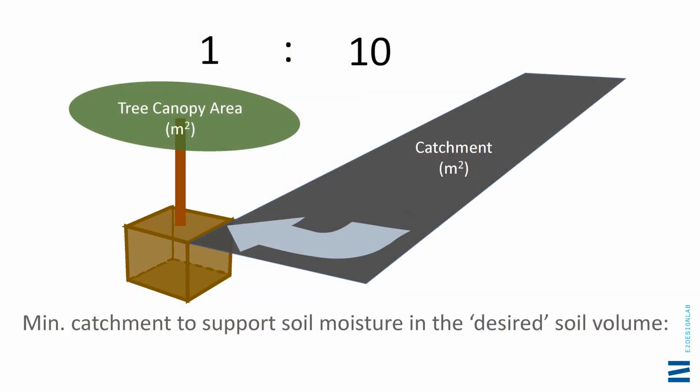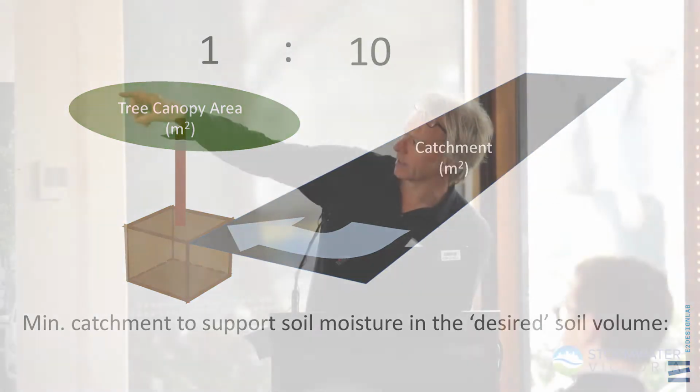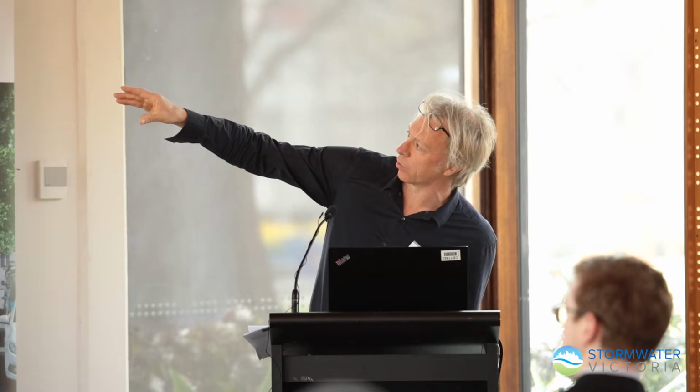So in that relationship I was talking about, the modelling showed that there's a catchment that's just enough to support the soil moisture in your ideal soil volume for your tree. So there's just enough water and too much water, and the bit in between is where we want to be. So the ratio there is the ratio that should provide you with enough water.